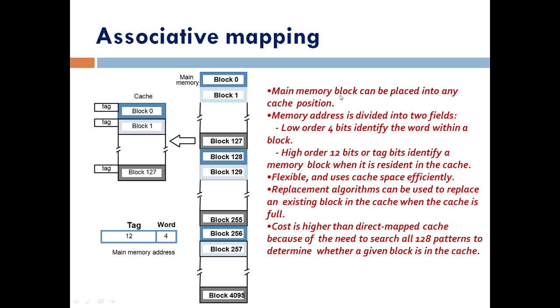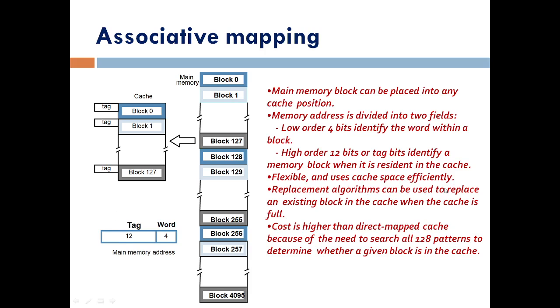So here the main memory block can be placed into any cache position. Memory address is divided into two fields. Low order 4 bits identify the words within a block, and high order 12 bits or tag bits identify a memory block when it is resident in the cache. So this is the main memory address form. So it is flexible and uses cache space efficiently.